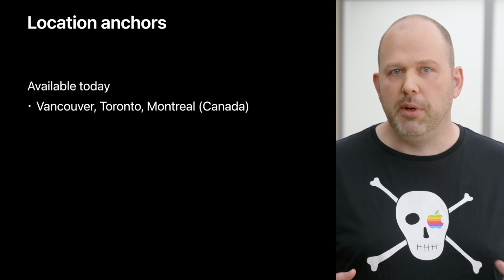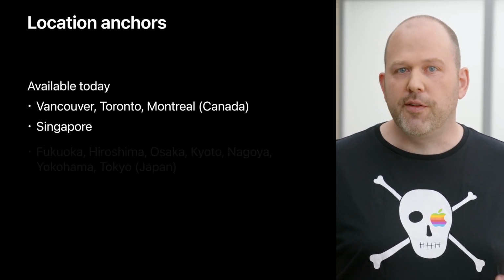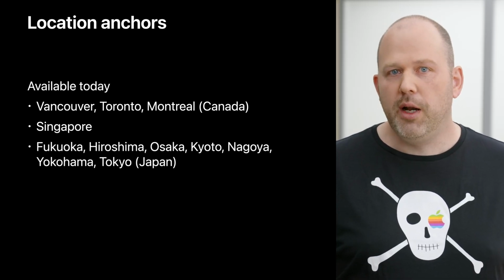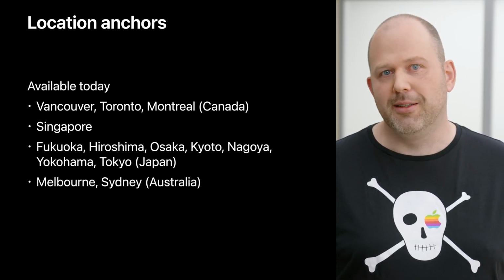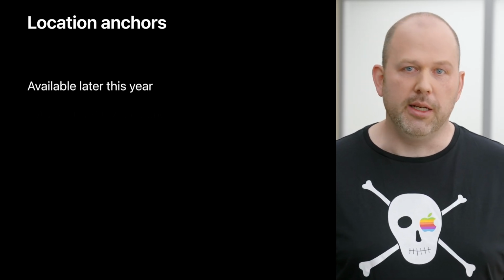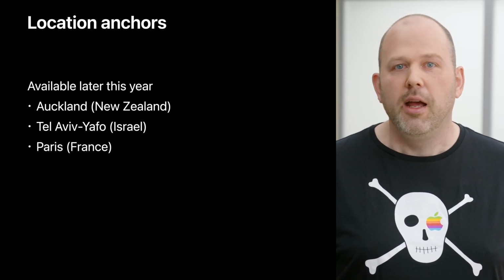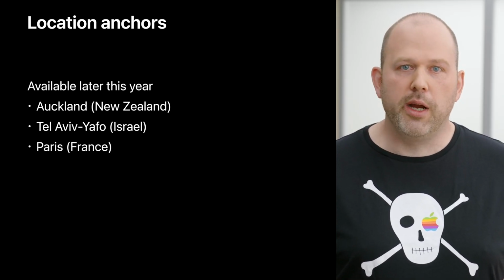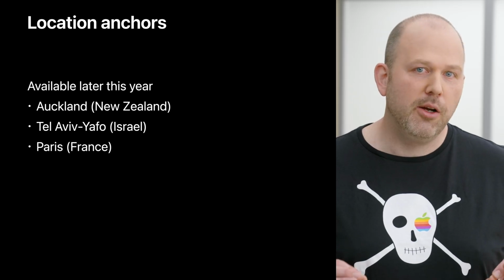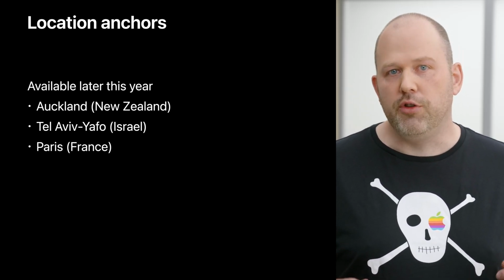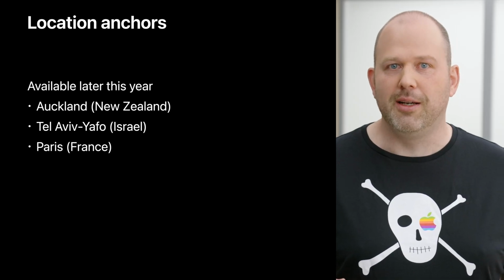We are also enabling them in Singapore and in 7 metropolitan areas in Japan, including Tokyo, as well as in Melbourne and Sydney, Australia. Later this year, we will make them available in Auckland, New Zealand, Tel Aviv, Israel, and Paris, France. If you are interested to know if location anchors are supported at a particular coordinate, just use the checkAvailability method of ARGeoTrackingConfiguration.